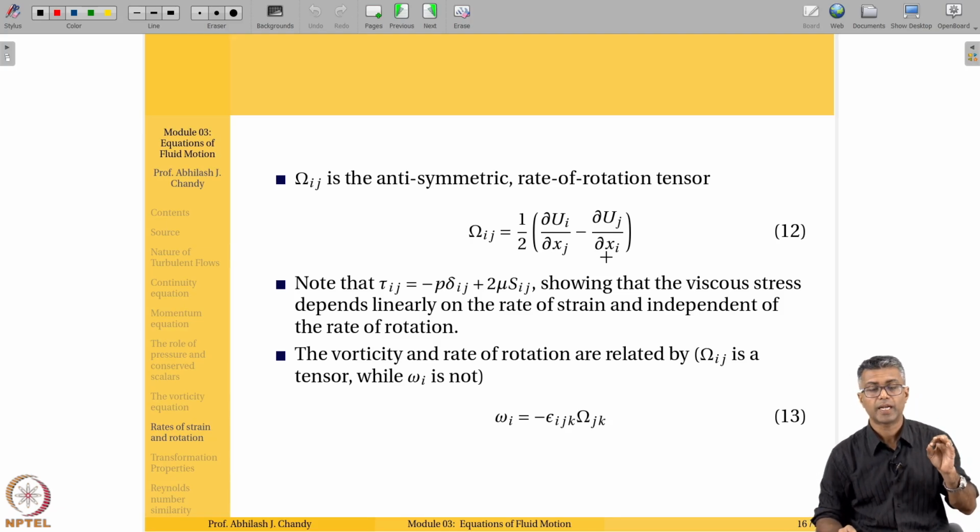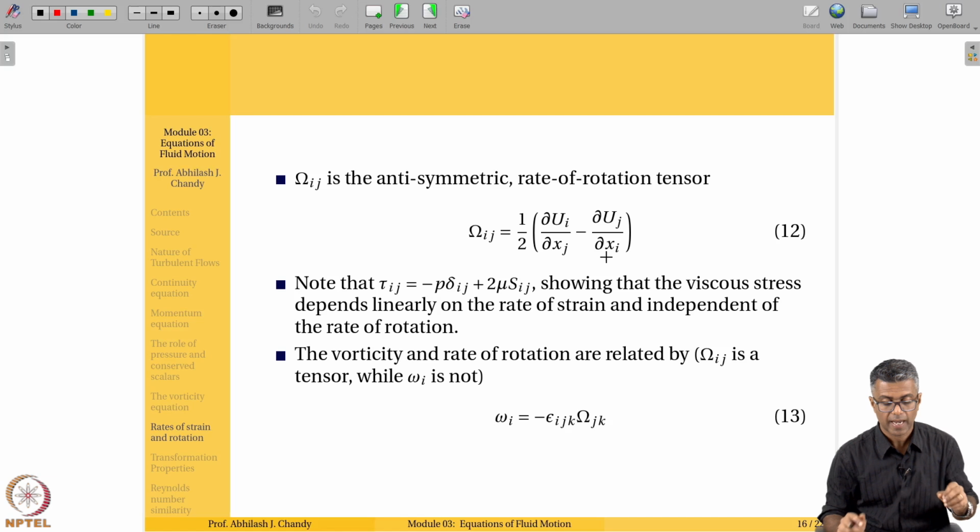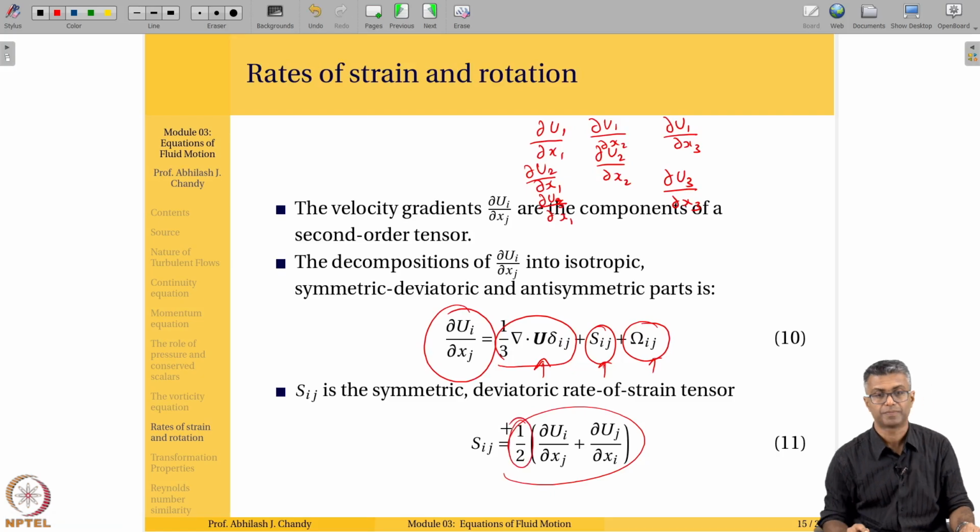Earlier, when we looked at the stress tensor, we wrote it as an isotropic and a deviatoric part. It's the same thing. I have the stress tensor tau ij written as an isotropic part in terms of pressure, and then 2 mu Sij. The 2 is coming because of this half here. So I hope that is clear. All I did was take the velocity gradient tensor and split it into 3 parts: the isotropic part, the symmetric deviatoric, and the skew symmetric or anti-symmetric.